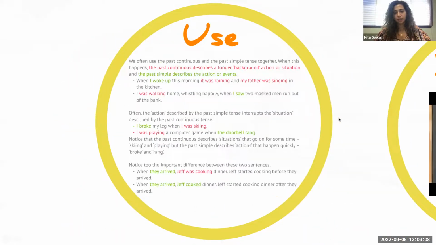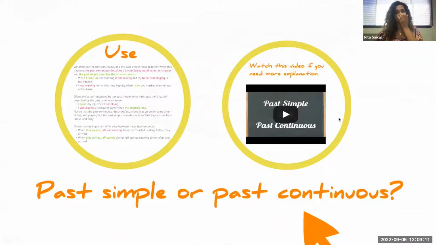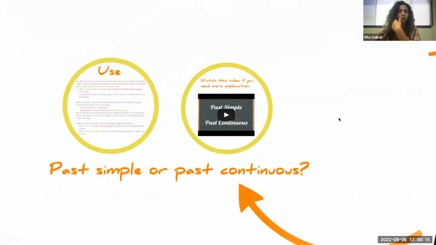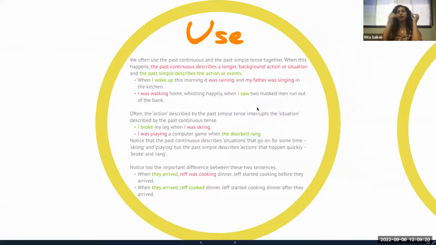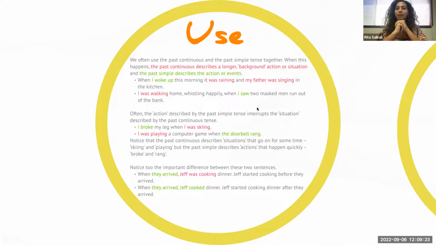So a lot of times we use the past continuous and the simple past together. But let's see, when do we use each one? So oftentimes, again, we use them together in the same sentence. When this situation happens, the past continuous describes a longer background action or situation, and the past simple describes the action or the event.